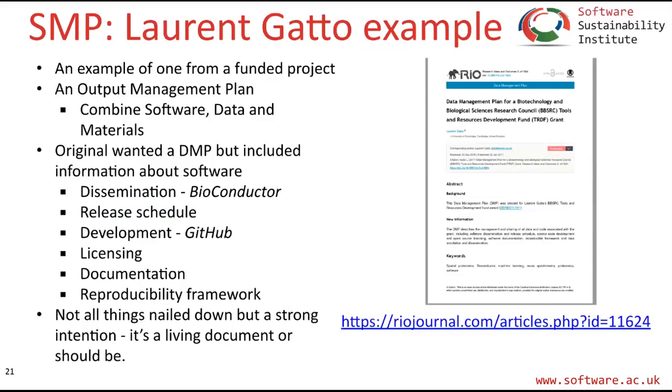He talks here about dissemination, how he's very focused on R, how he will do analysis for genomics information, and how he will be using Bioconductor. He talked about the release schedule, development platforms being GitHub, licensing, documentation, and a reproducibility framework. So not all the things were nailed down. It wasn't perfect. Remember at the beginning I said it's an intention around how you will go about doing things. But it's a strong intention. And again, it's a living document, or should be.